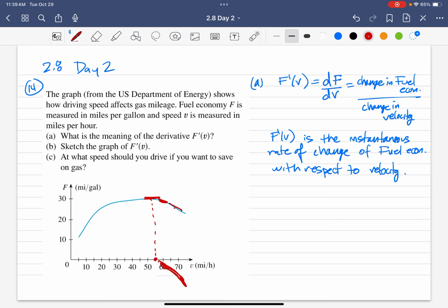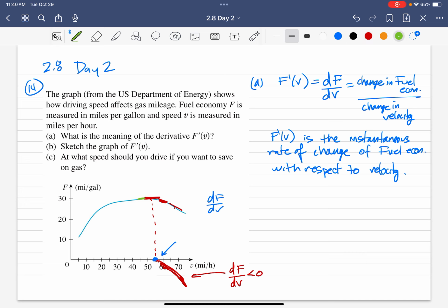What's really telling us is that here, the change in fuel economy with respect to velocity is 0. So if you go any faster, it's not really helping you. But if you go just a little bit faster, we get negative numbers. And so that means your fuel economy is going down as velocity goes up. So over here, the change in fuel economy with respect to velocity is negative.